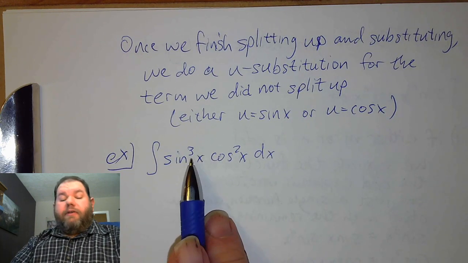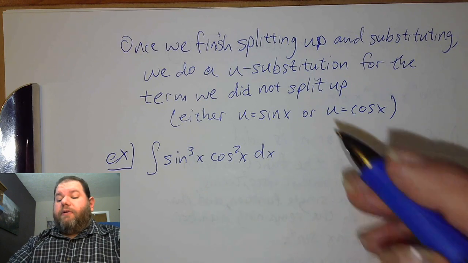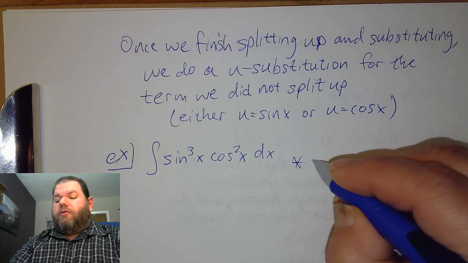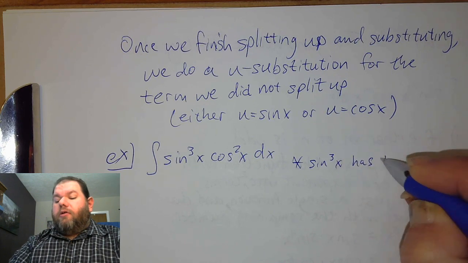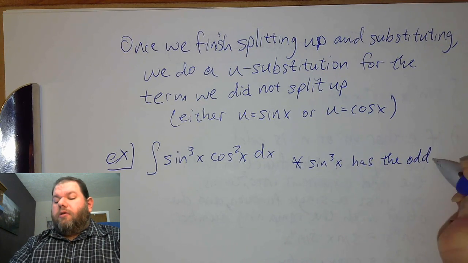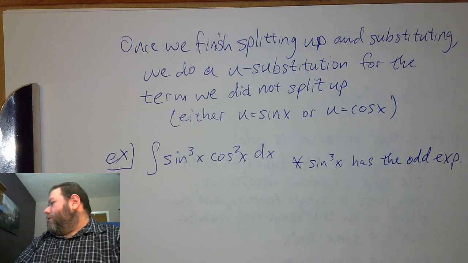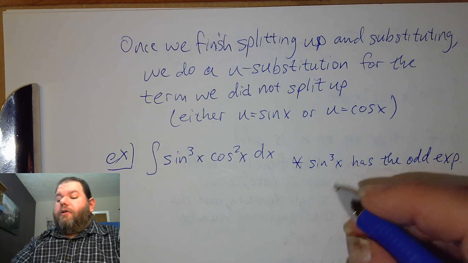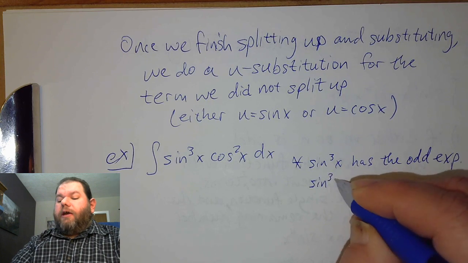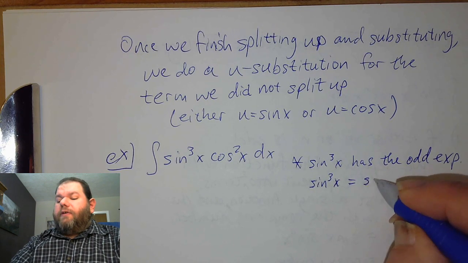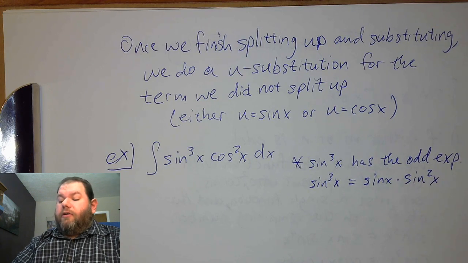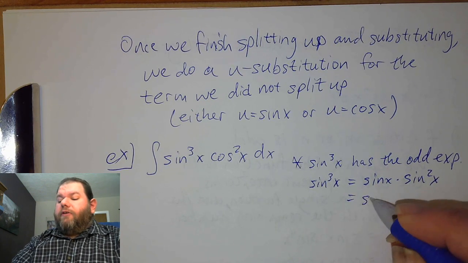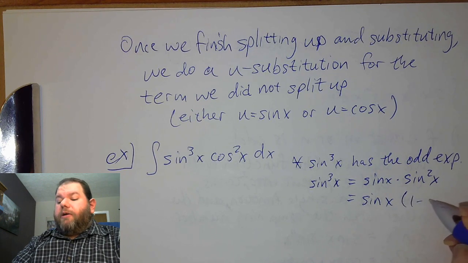Now, sine cubed, that's our odd exponent. And so that's the term that we're going to split up. So sine cubed x will equal sine x times sine squared x. And sine squared x we'll replace with 1 minus cosine squared x.